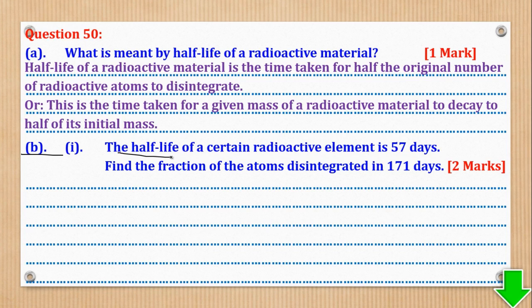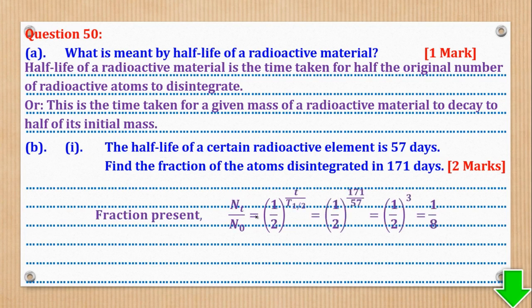Part B, Roman 1. The half-life of a certain radioactive element is 57 days. Find the fraction of the atoms disintegrated in 171 days. So here we shall say that the fraction present is given by the formula Nt over N0 is equal to a half to power T over half-life. So T is 171, half-life is 57, so 171 over 57 gives you 3. Then a half cubed gives you 1 over 8.